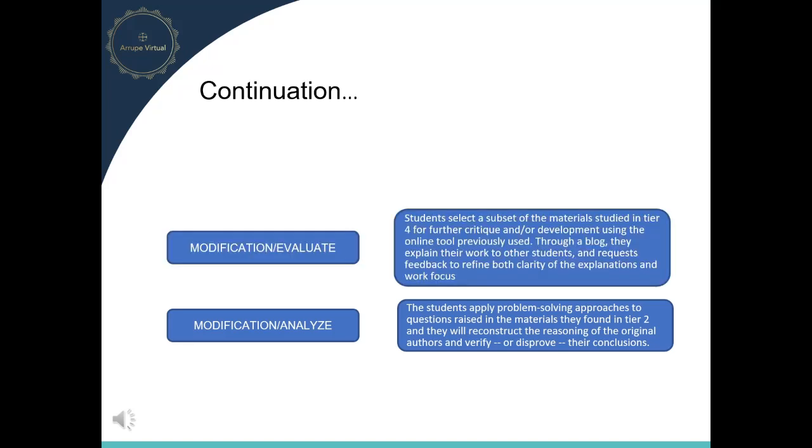At the modification evaluate level, students now select a subset of materials studied at the modification analyze level for further critique and/or development, using GeoGebra as their primary analysis tool. Via blog, they explain this work to fellow students and invite their feedback to refine both the clarity of their explanations and the focus of their work.